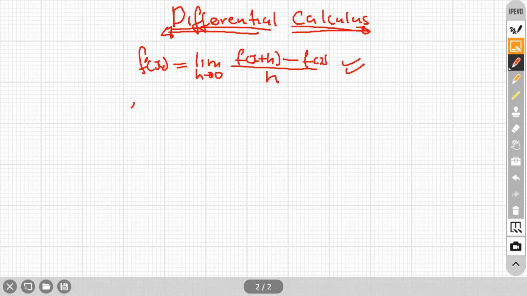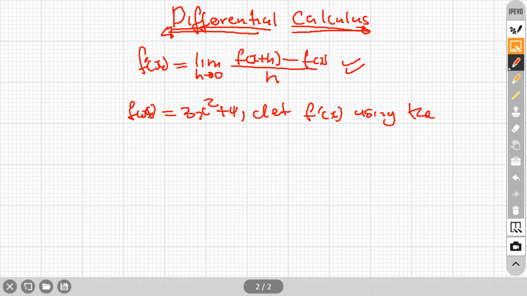For example, let's say we are given that f of x is equal to 3x squared plus 4, and we are asked to determine f prime of x using the first principle.